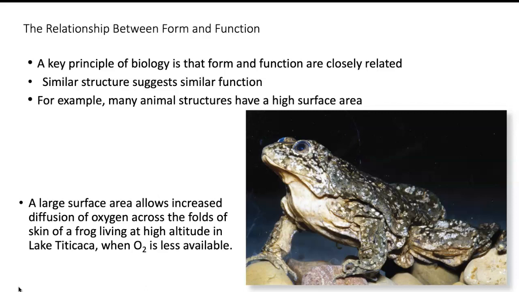Okay, so in this example here, we have a froggy with really lots of folds in the skin, right? And recall from Bio 22 that all of our amphibians are breathing through their skin. So the more folds you have, the more oxygen exchange can occur with the environment. The easier it is to breathe. And think about oxygen, right? And how important that molecule is in a lot of the metabolic pathways that we've talked about in the class. So a large surface area allows increased diffusion of oxygen across the folds of the skin. And this particular frog is from Lake Titicaca, which is a really fun word to say.